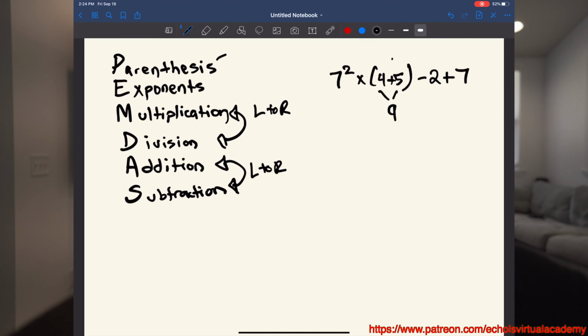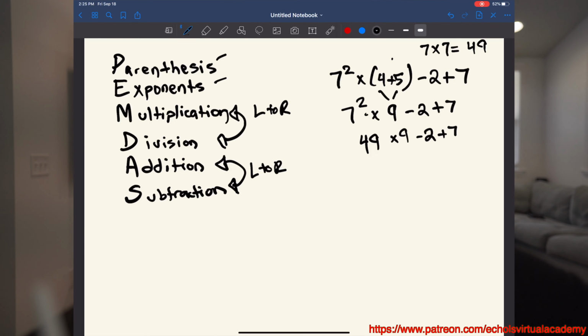Now what I'm gonna do is I'm gonna rewrite the whole problem so I can keep up where I am and I can know what I'm doing. So we rewrite our 7 squared times 9 minus 2 plus 7. So now what do we do next? Well, we see exponents next. This 2 is an exponent, that's 7 squared. So 7 squared is 7 times 7, which gives us 49. So we rewrite our 49 then down here. 49, and then rewrite the problem again, times 9 minus 2 plus 7.